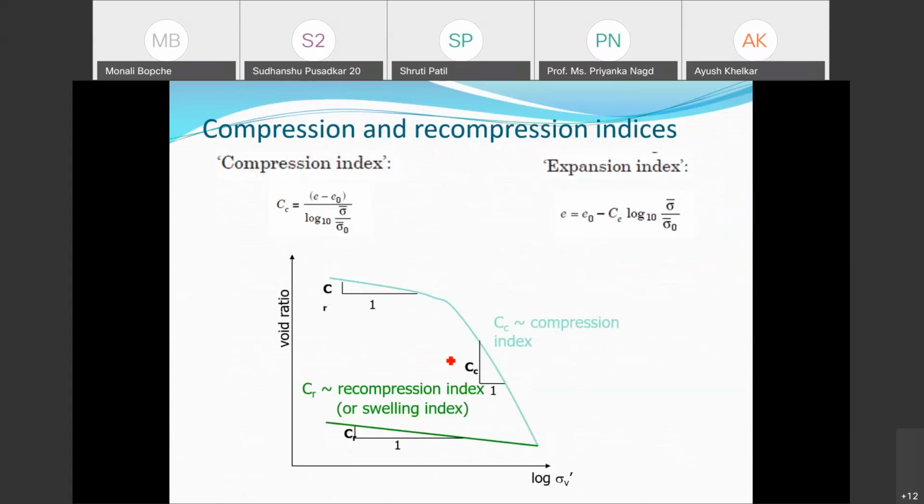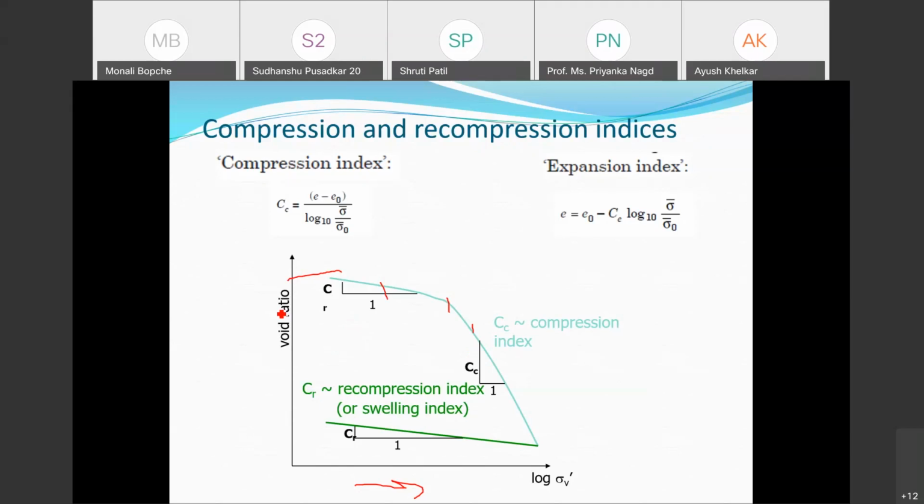Now here I am just explaining two indices based upon the e-log P curve. That is, e is the void ratio, which is on the y-axis, and stress is on the x-axis, which is in the log scale. As I said earlier, when the pressure increases, the void ratio goes on reducing. Initially this was the void ratio, and as the load increases this side, the void ratio reduces, and I get this curve. This is called an e-log P curve.